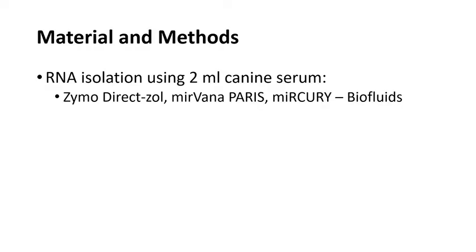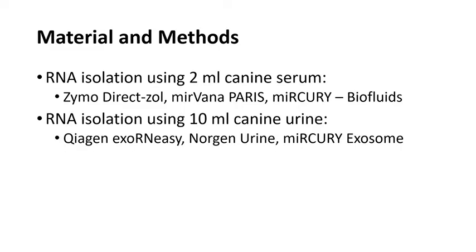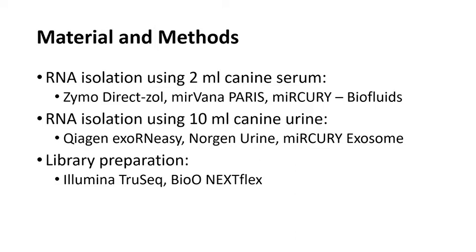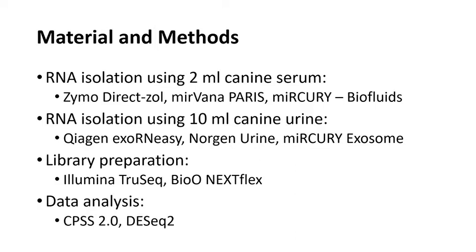A traditional material and methods slide will also be like this. We have RNA isolation using 2 ml of canine serum, and then we have 3 different isolation methods for serum. Also use 10 ml of canine urine, we have 3 different isolation methods. And then library preparation, we have 2 different library preparations. And then we use CPSS 2.0 and DESeq2 for data analysis. This is pretty standard material and methods.